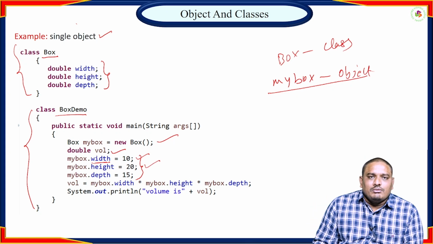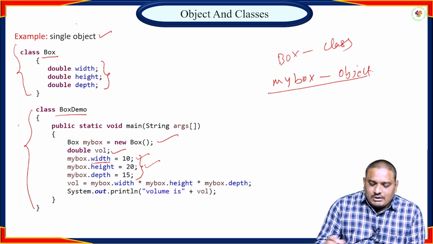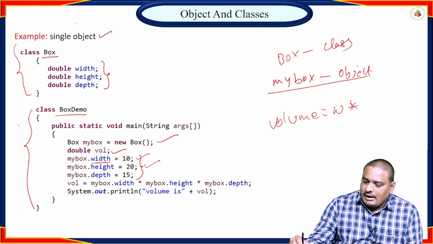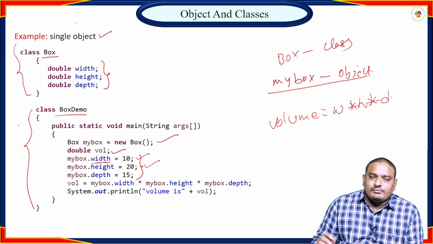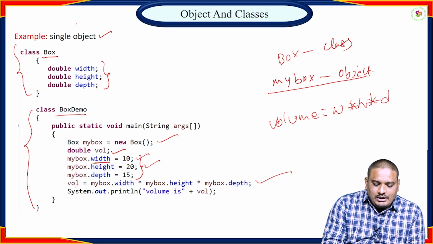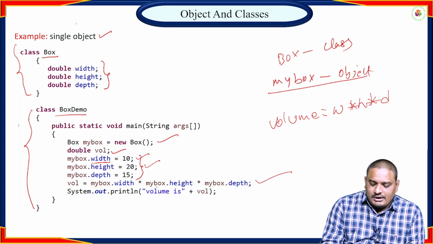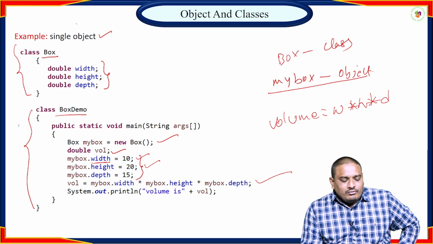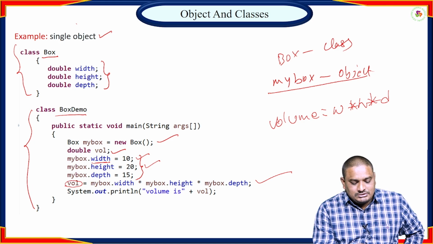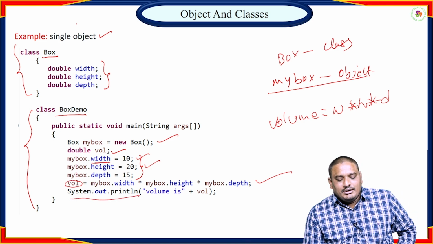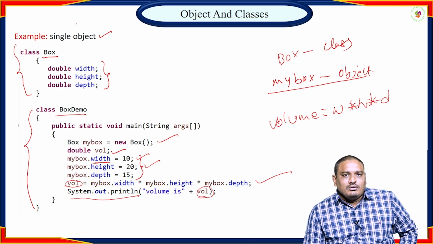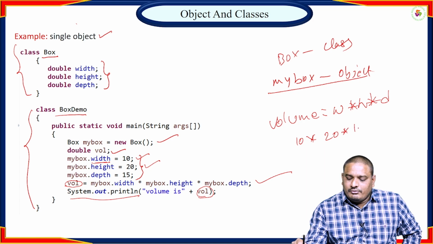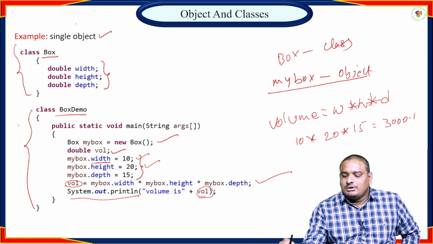Finally, you can find out the volume from the three variables. What is the formula? Volume = width * height * depth. This is the formula: volume = myBox.width * myBox.height * myBox.depth. I have to print the volume variable by using System.out.println. The volume is the particular result. For 10 * 20 * 15, the total is 3000.